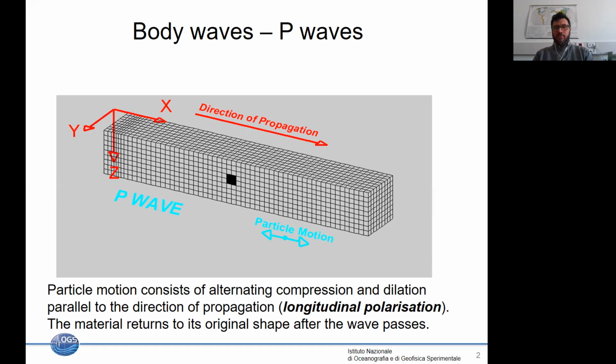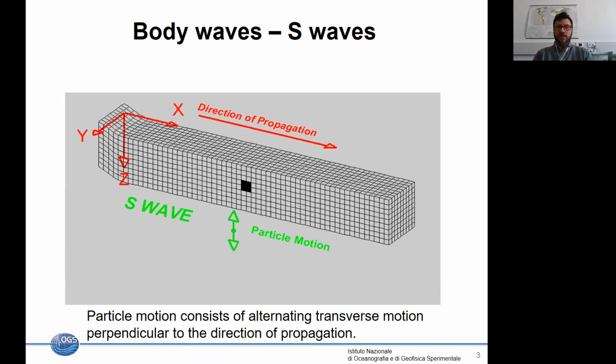The P waves that you see here in this very simple simulation are waves in which the particle motion consists simply of alternating compression and dilatation in the direction parallel to the direction of propagation. If some of you have already worked with seismograms, P waves are generally the first arrival on the seismogram, with smaller amplitude with respect to the secondary waves that we will see later.